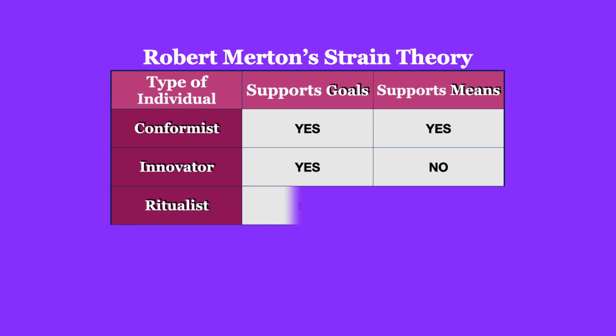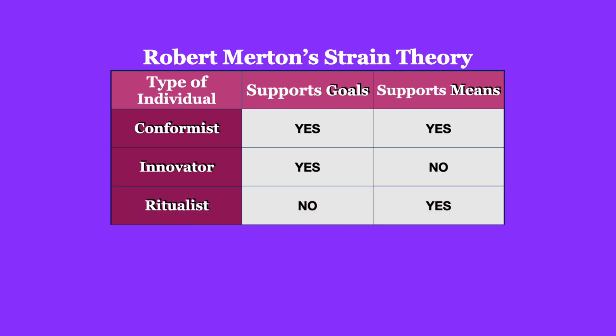Merton says there are also ritualists. Ritualists do not support the goals. They really don't care about the American dream in this case, but they are willing to do what they're supposed to do anyway. They're sort of going through the motions.